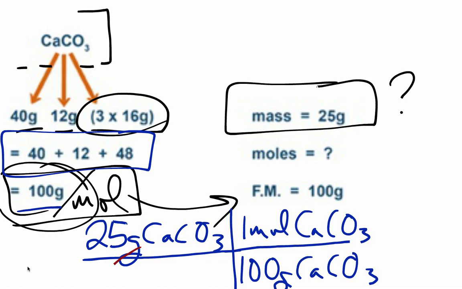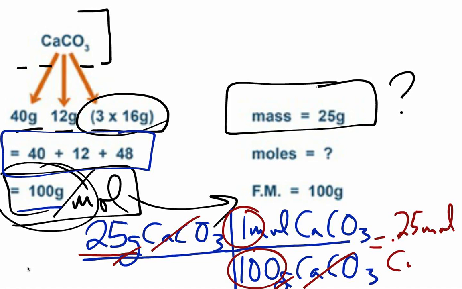Notice when I solve, grams of calcium carbonate cancel with grams of calcium carbonate. I have 25 times 1 divided by 100. Well, that's about 0.25 moles of calcium carbonate. So we can find the formula mass. We're going to find the molar mass. We can use it to solve for moles.